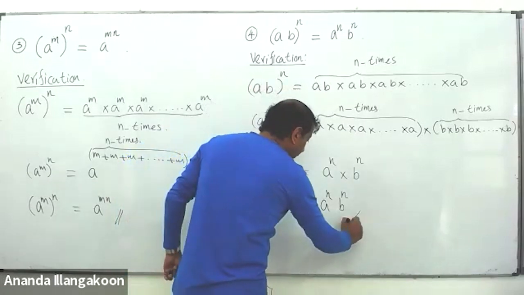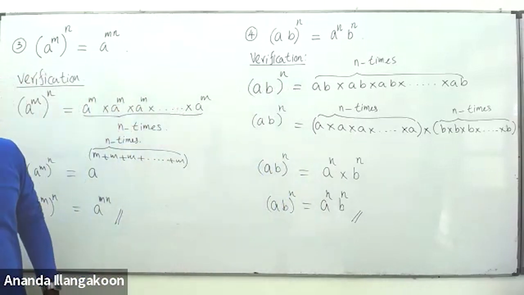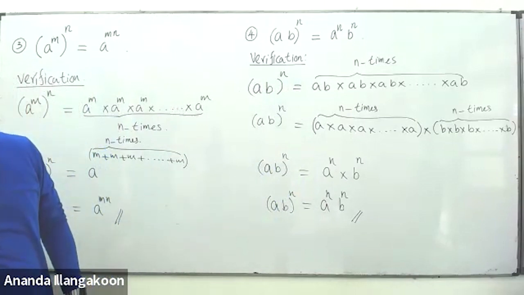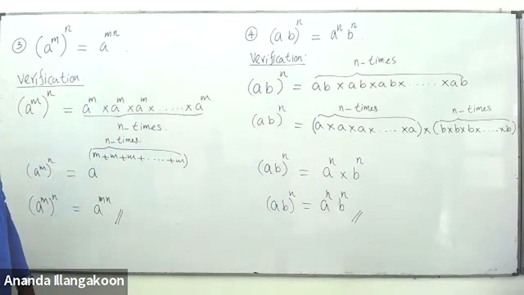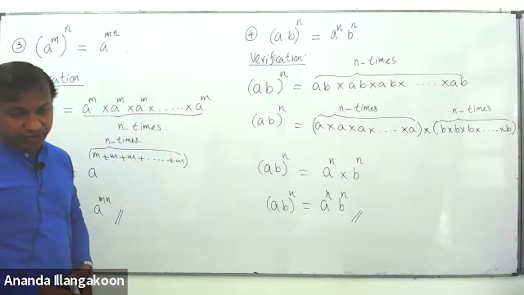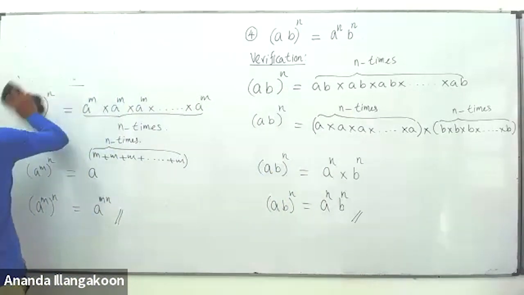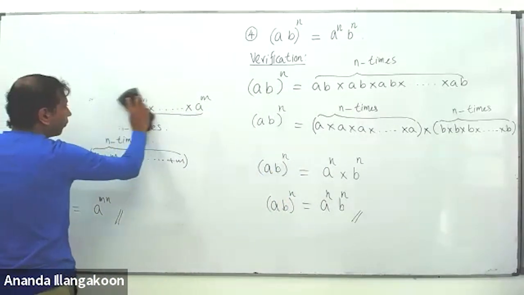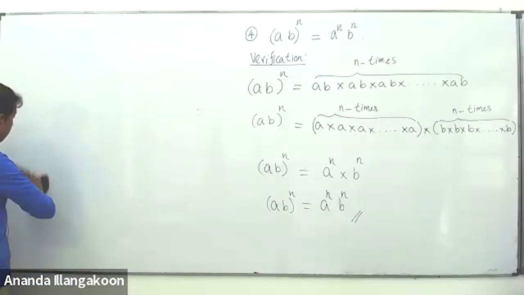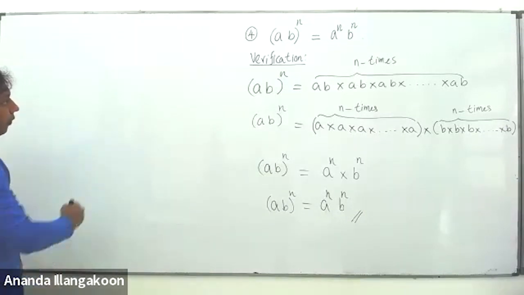Right, this way. This is how we verify that. Number 4. Right. People, number 5 is the next one. Number 5 is this.